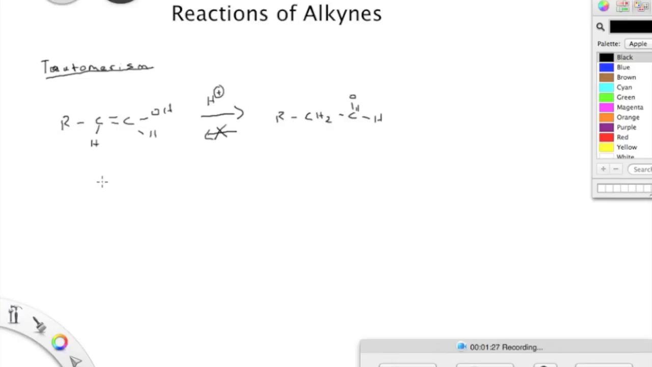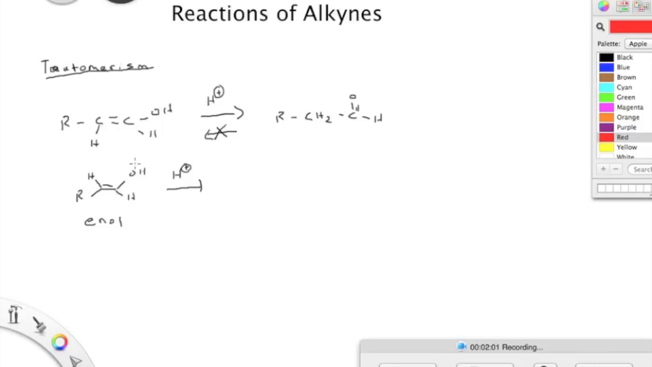And so what's happening here, if we just look at a mechanism in this case, we can see that we have now our alcohol, our enol. So here is our enol. This is what you call the enol tautomer. And we're going to add a little bit of H plus to this. So a little bit of acid over here.